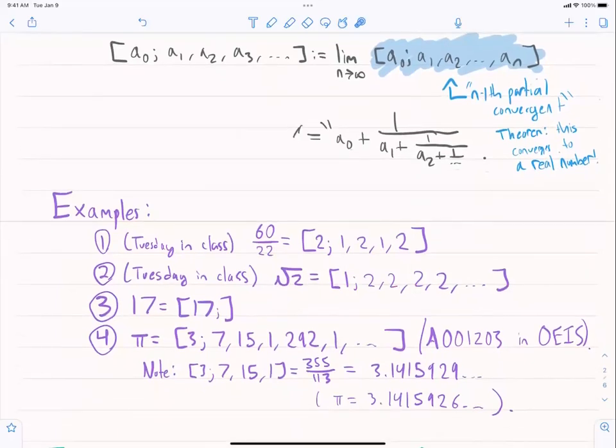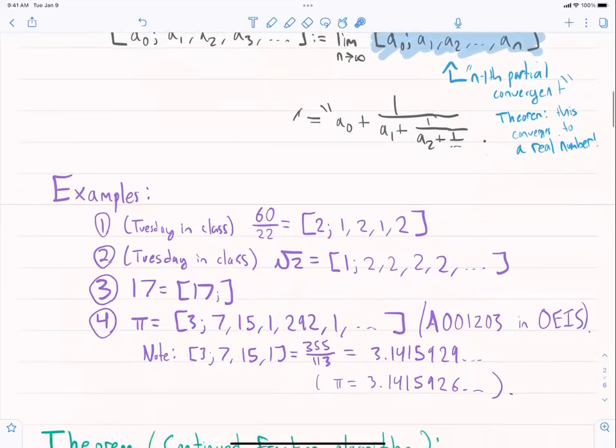Okay. If you're expressing just an integer in this notation, then you don't have anything after the colon. So just 17 is 17 colon. So this first entry describes the integer part, and then the things that come after describe the fractional part.